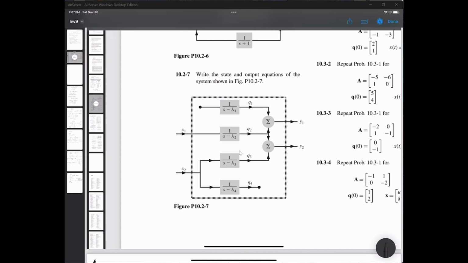So this is question 1. 10.2-7, write the state output equations of the system shown in the figure. Okay. So we have 1, 2, 3, 4 state equations and 2 output equations.